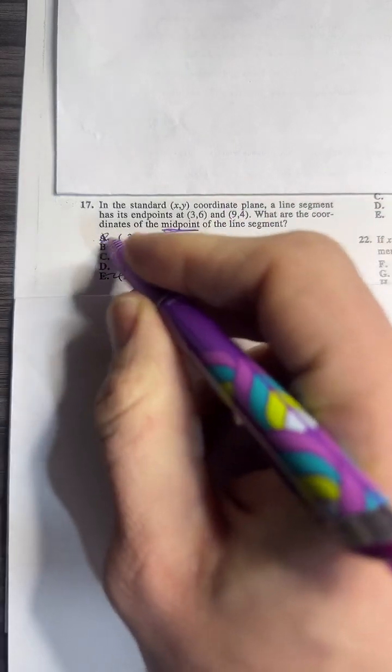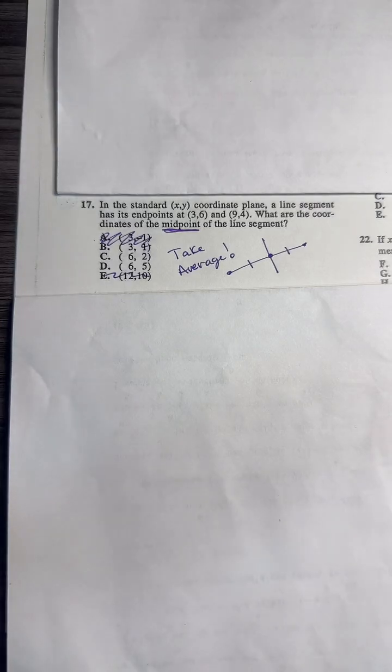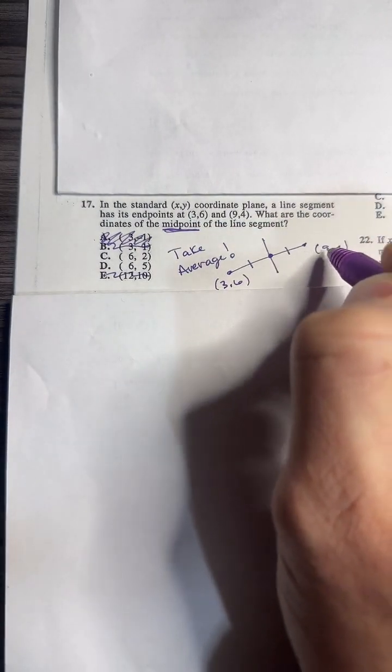So right away, I know that these two aren't my answer because my x midpoint is 6. So if this is 3, 6, and this is 9, 4, the average between 9 and 3 is 6.